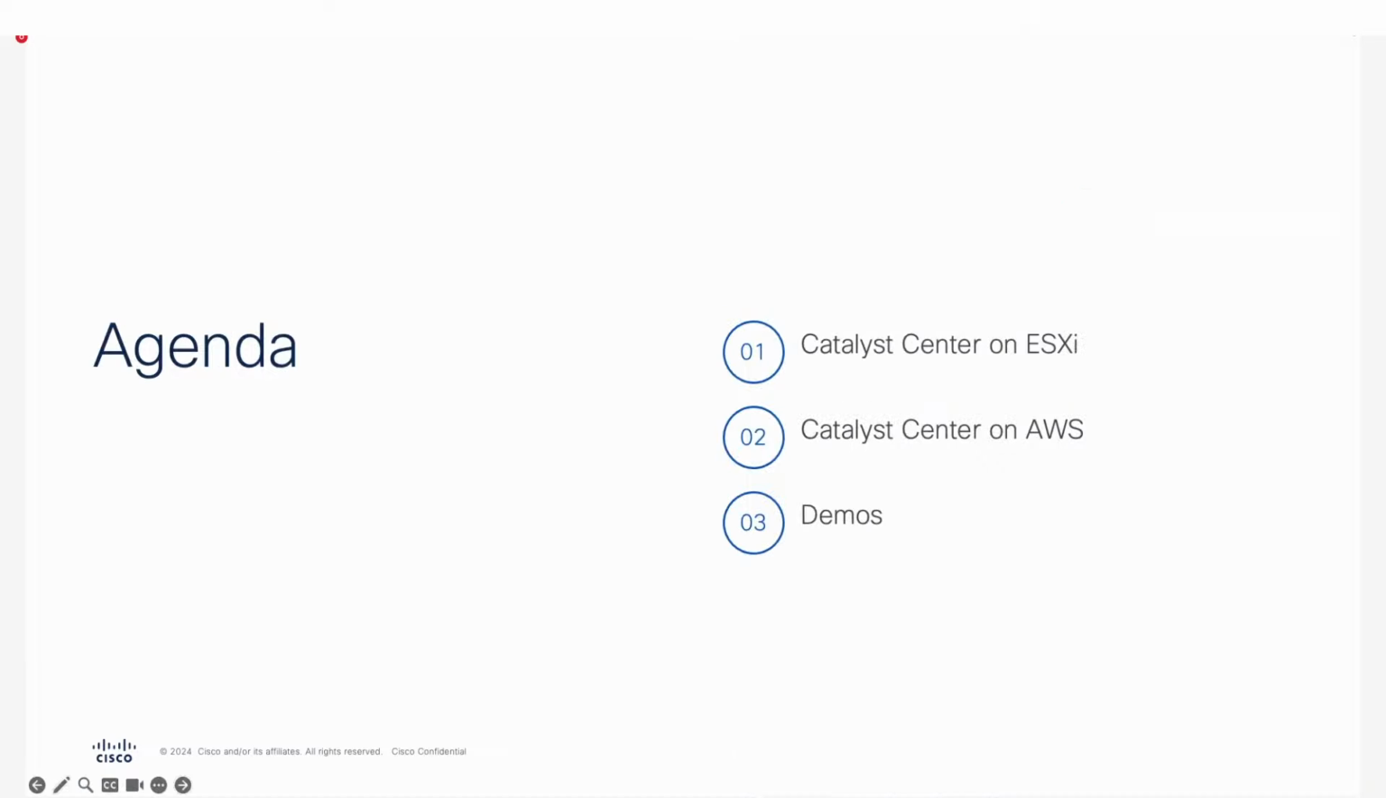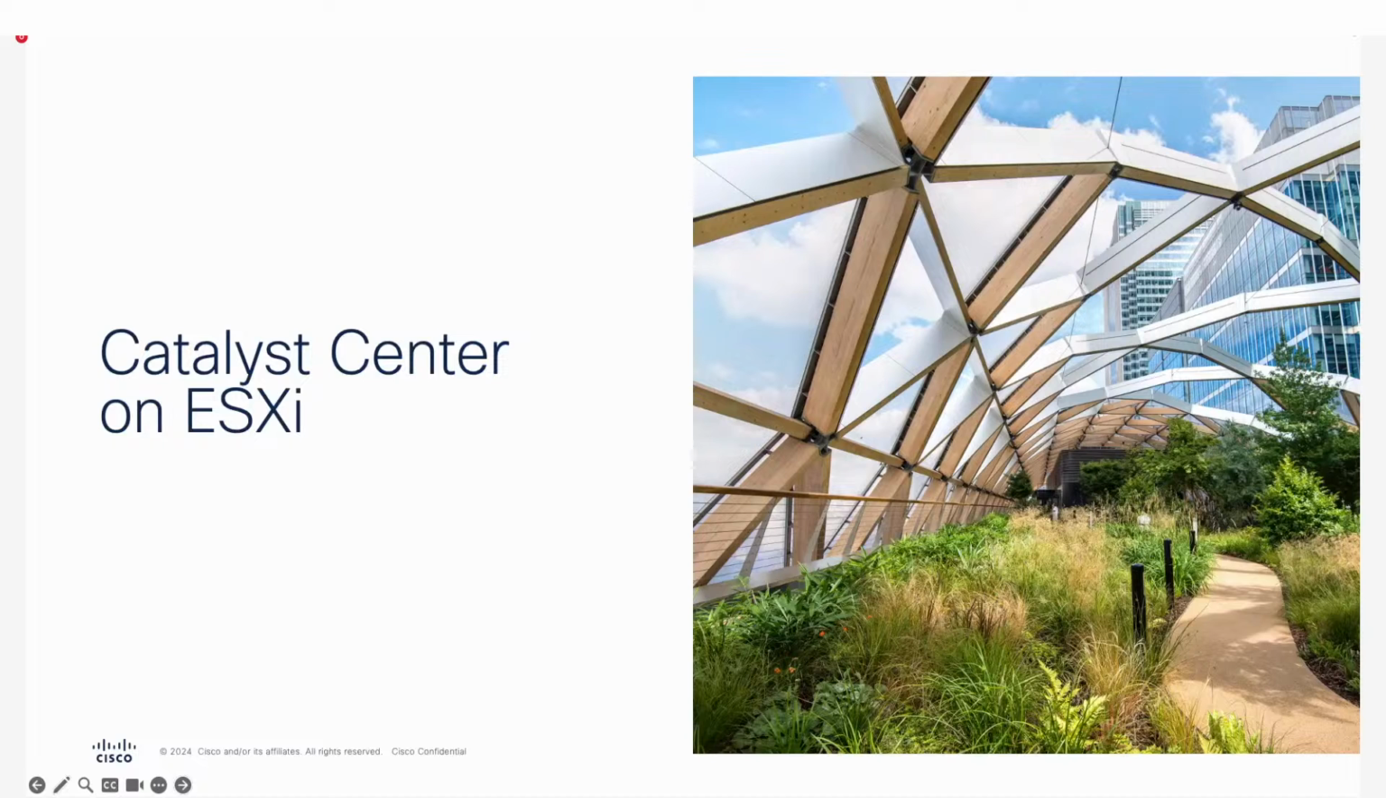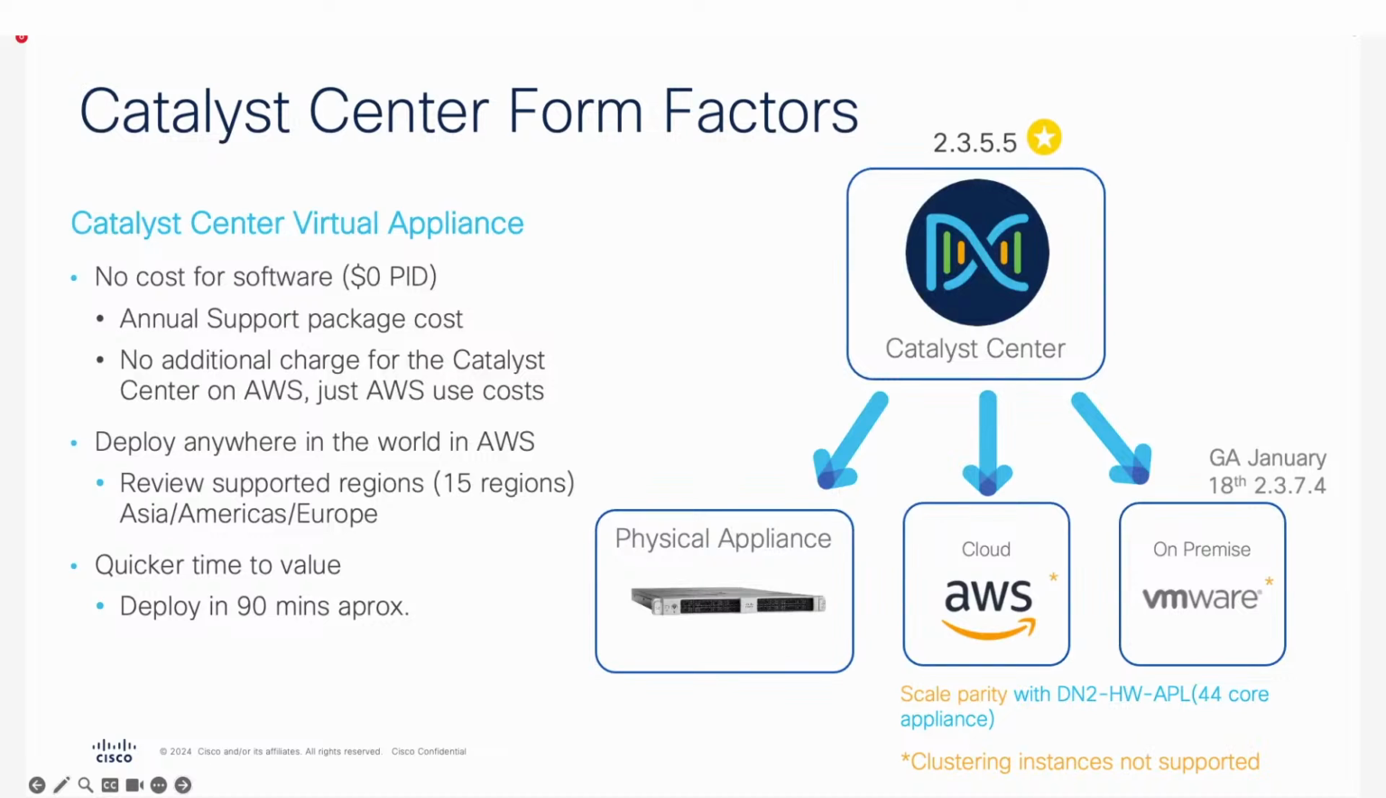On today's agenda, we will review the two options for the virtual appliance setup, AWS and ESXi, and each of these sections will have a demo for you. Let's get started. So, Catalyst Center on ESXi. Let's first review the current form factors that we have. We have the physical appliance that many of you may be familiar with. We had a previous family, DN1 and DN2, and now we will come up with the DN3 appliance and hardware flavor.